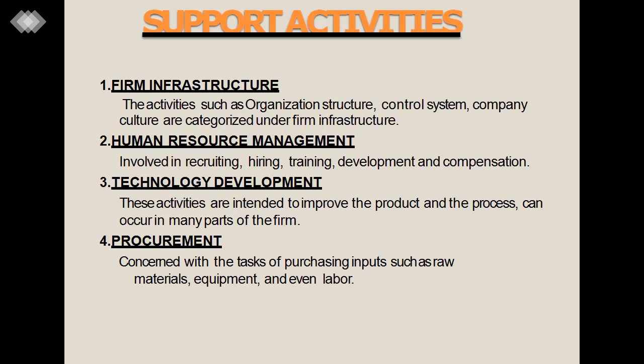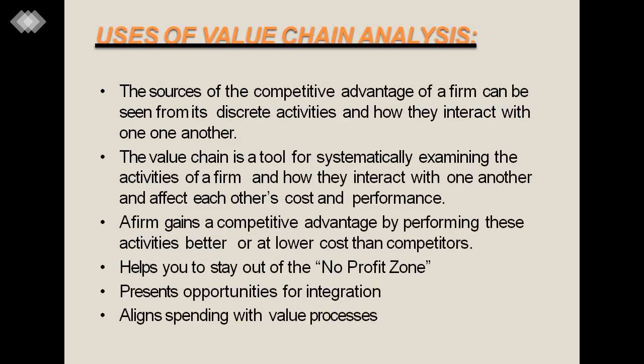HRM involves recruiting, hiring, training, development, and compensation. Technology development includes all activities intended to improve the product and the process, and can occur in many parts of the firm. Procurement concerns the task of purchasing inputs such as raw material, even labor and equipment. The use of value chain analysis.